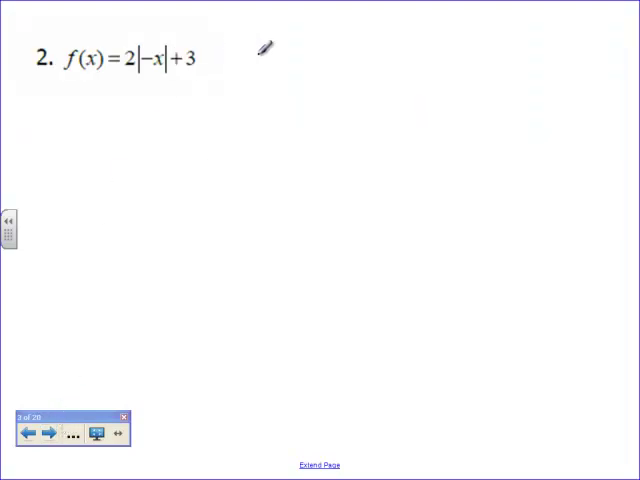Example 2 pretty clearly came from the original function, absolute value of x. There are 3 things that have happened to that. You've got the 2 out front, the negative inside, and the 3 at the very end. The 2 out front is going to represent a vertical stretch times 2.